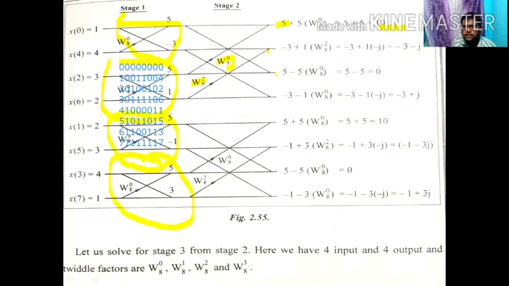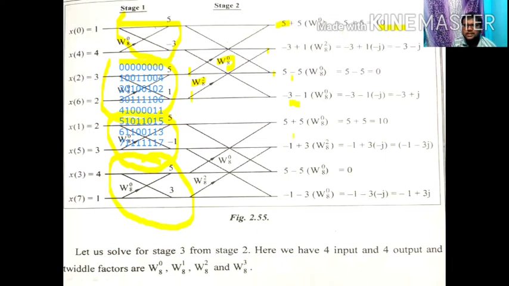Similarly for the third line. In this node, first it receives the signal 5, and then it receives the signal 5 into W8 power 2. But once it crosses this point, it becomes minus. So I put here a minus sign. So 5 minus 5 into W8 power 0. The answer becomes 0. Similarly here, in this node, first it receives the signal -3. So I put here -3. Next, I look into this line. Here one more signal will be coming, that is 1 into W8 power 2. But once it crosses this point, it becomes minus. So -1 into W8 power 0. The answer becomes -3 + j. So this is how to calculate stage 2.